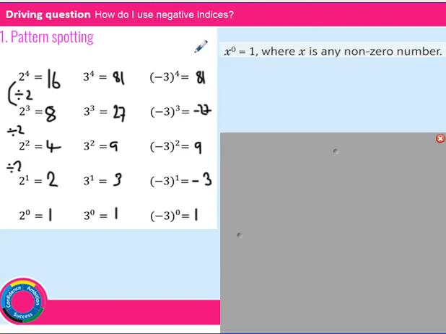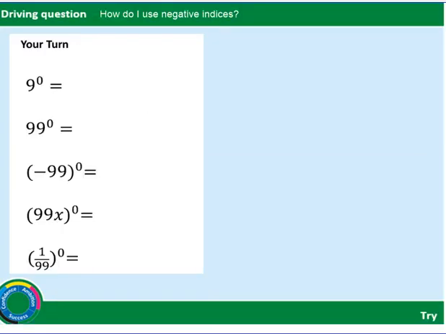Here we've worked out a new rule. X to the power of 0 is equal to 1, where x is any non-zero number. So basically anything to the power of 0 apart from 0 is 1. You have a go at these then. All of the answers are 1 because these numbers are all raised to the power of 0.